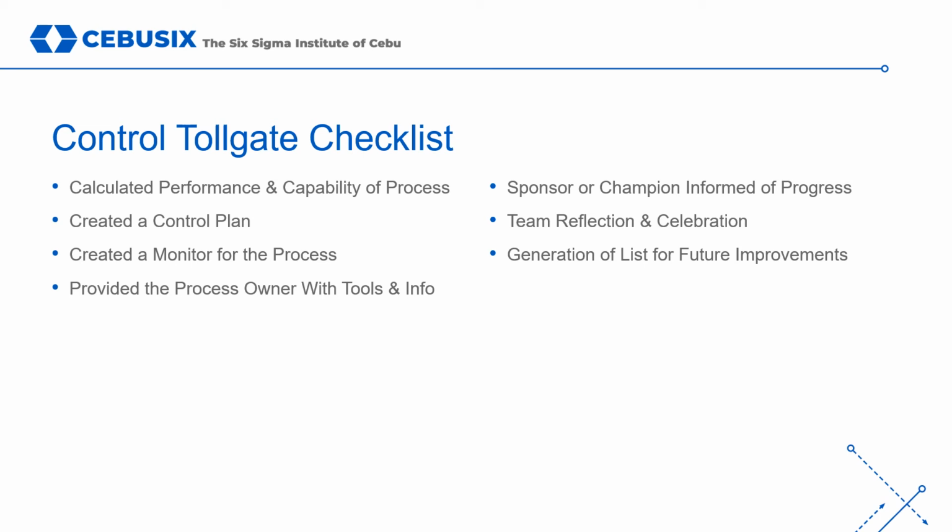As with the completion of every phase, the sponsor or champion must be informed about the state of the improvements and sign off on the project's completion. And after all of this is done, the team should meet to celebrate the project's completion, reflect on the project, and generate a list of ideas for future improvements.